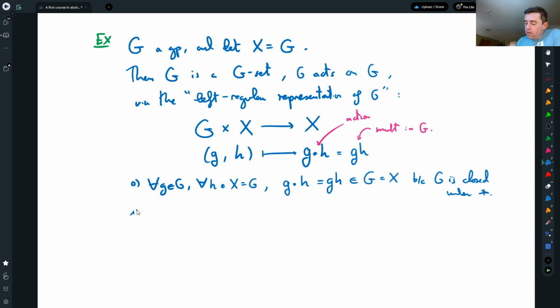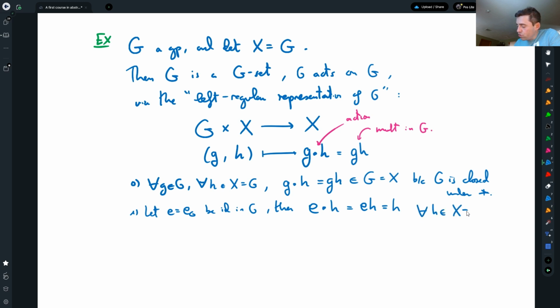Okay, 1. Now let E be the identity in G. Then E dot H is EH, which, by virtue of being the identity, just gives you H back. And this is for all H in X, which is the group G. So the identity works like the identity.